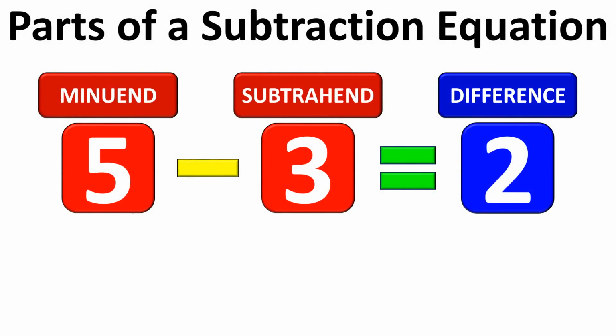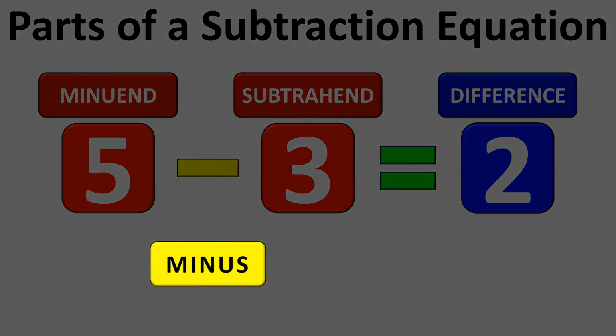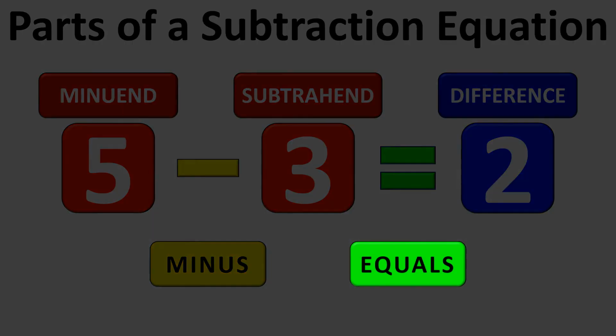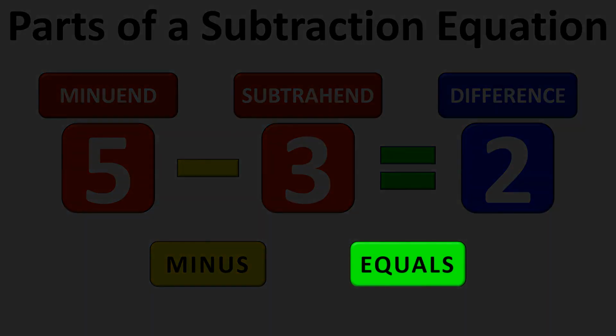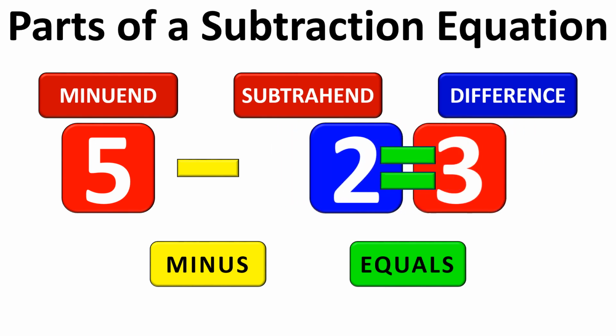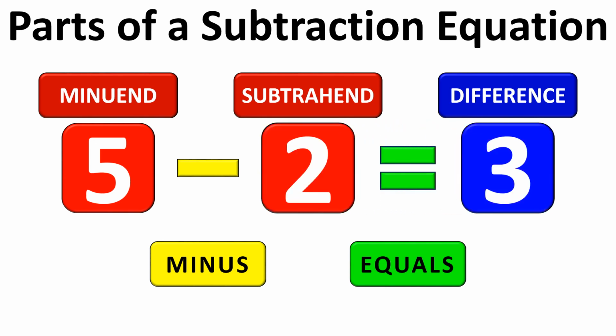The minus sign represents subtraction resulting in a difference, and the equal sign shows that what is on the left side of the sign is the same value as what is on the right side of it. For example, here 5 minus 3 equals 2. A subtraction can also be solved by subtracting the minuend and difference to obtain the subtrahend.